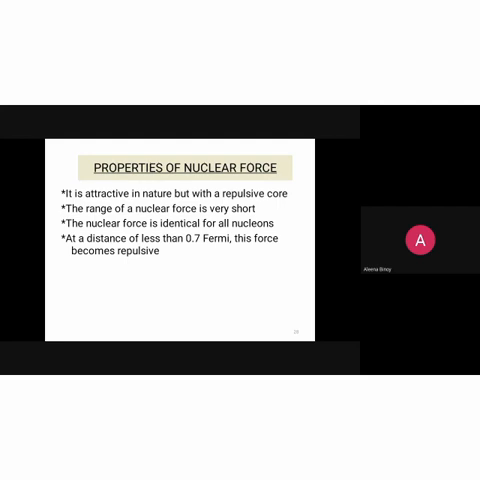Now the third property is that the nuclear force is identical for all nucleons. It does not matter if it is a neutron or proton. Once the charge is taken into consideration, nuclear force affects everything in the same way.